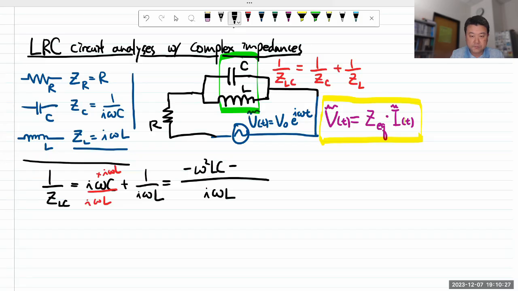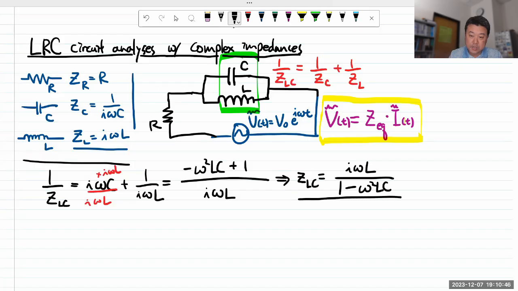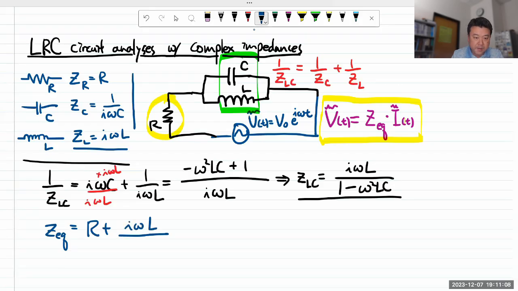And then I still have 1 plus 1. Okay, that expression. Now I can just take the reciprocal for the equivalent impedance. That's I omega L, and let me write the 1 first so that I don't have to lead with a negative sign. So that's the equivalent impedance of that block. For the total equivalent impedance, I simply add it to the impedance of the resistor, or the resistance. So the overall equivalent impedance is the resistance plus I omega L divided by 1 minus omega squared LC.